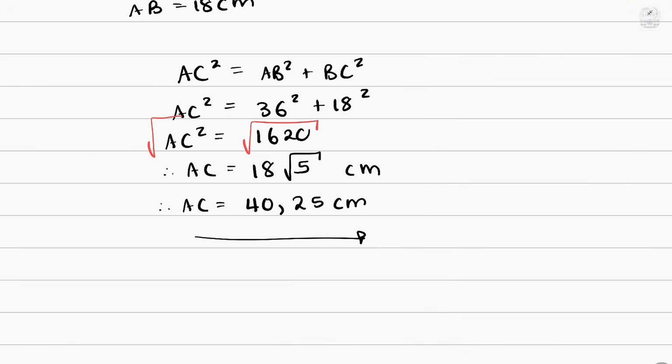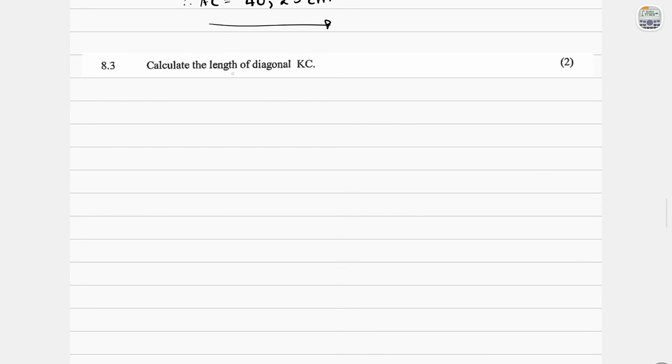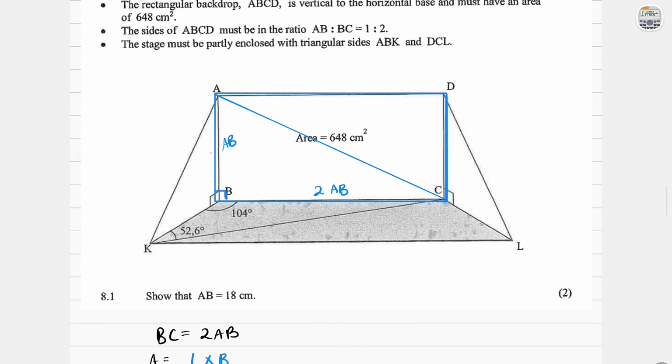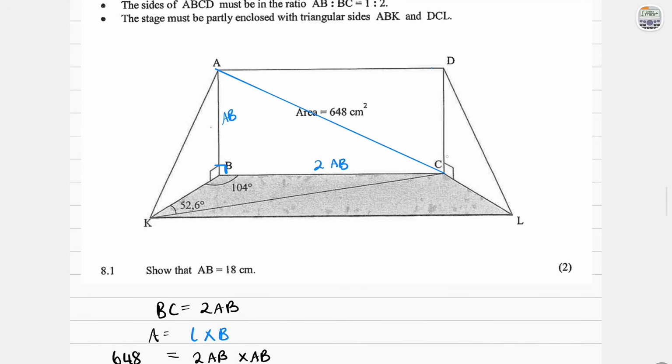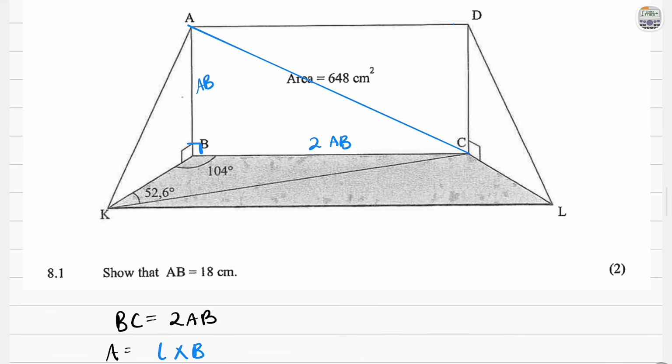Moving on to the next question. Question 8.3 says calculate the length of diagonal KC. Let's see where KC is. AC is over here, now we're looking down here. The way you find AC is not the same way you would find KC, because this is not a rectangle. As you can see, corner angles are not equal to 90 degrees. But we can still find it, because this is KC over here.